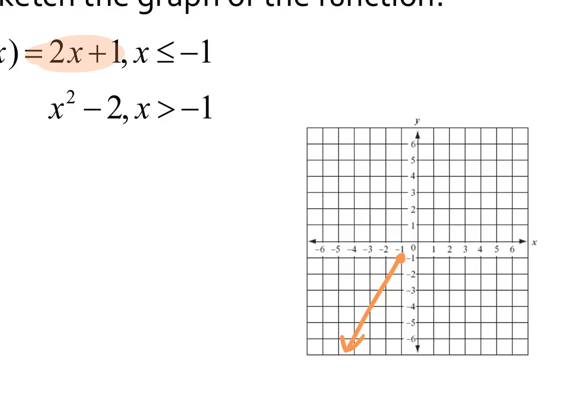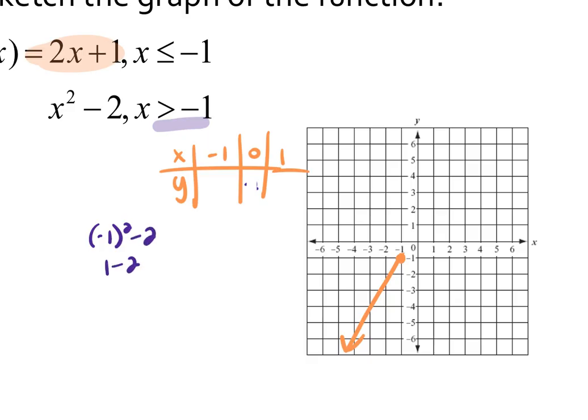All right, for the bottom one, I know it's a parabola. I could approximate what it looks like, but I need to know those exact points, so I could just plug them in. I'm going to start where x is greater than -1, so I'm actually going to start where it is -1. And then I want it to be greater than it, so I'm going to plug in like 0 and 1. So I get -1 squared minus 2, 1 minus 2, which is -1. 0 squared minus 2, 0 minus 2, -2. And 1 squared minus 2, 1 minus 2, -1.